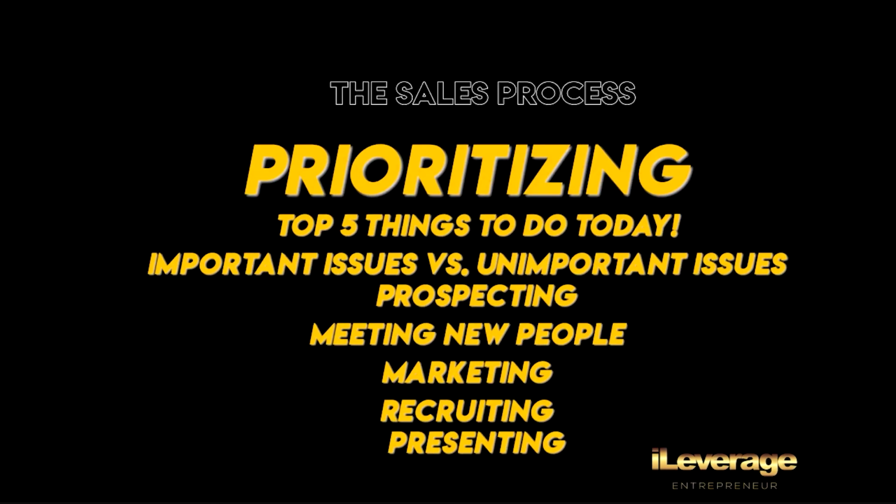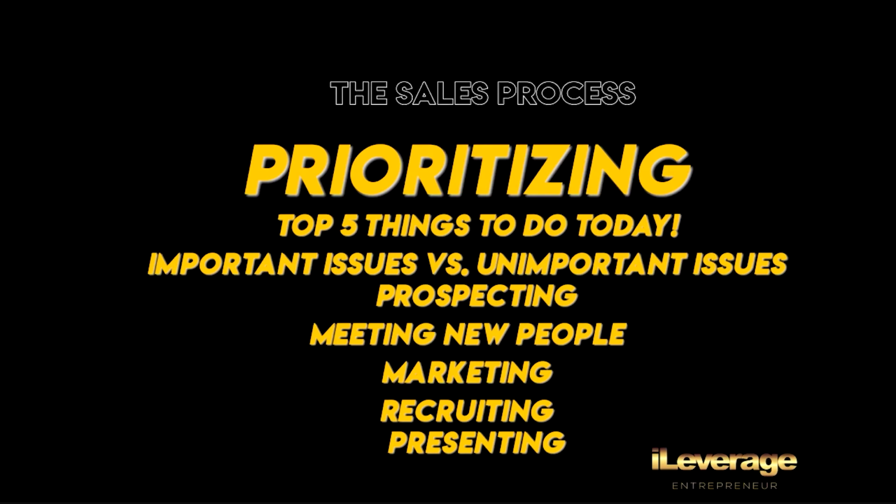Third, prioritizing. What are the top 5 things you need to do? I'm talking important issues versus unimportant issues. Unimportant issues could be errands, basic stuff, groceries and things that you got to do every day, no matter what. You got to get milk, stuff like that. Okay. It's not a priority to get you to where you need to go for your business.